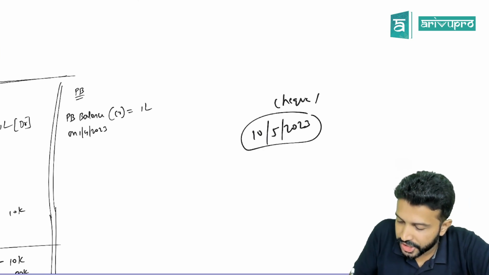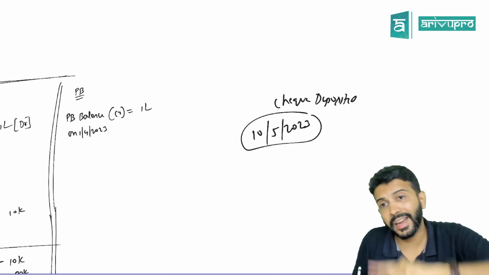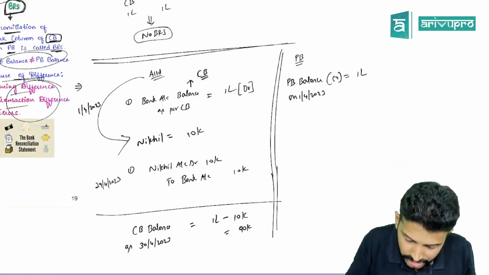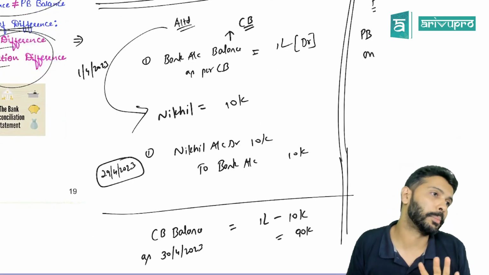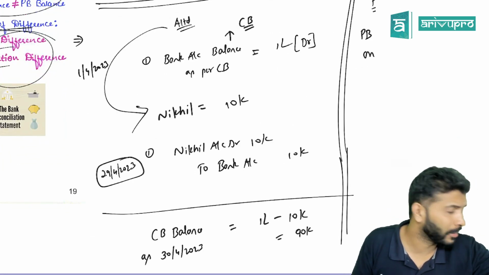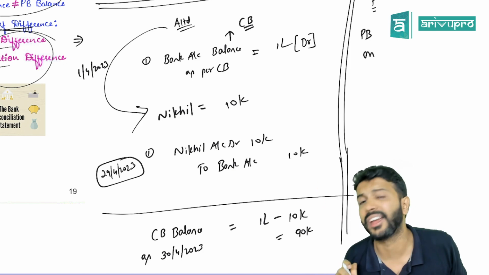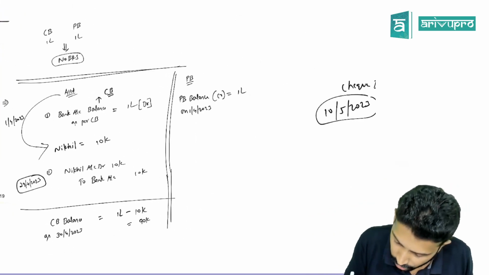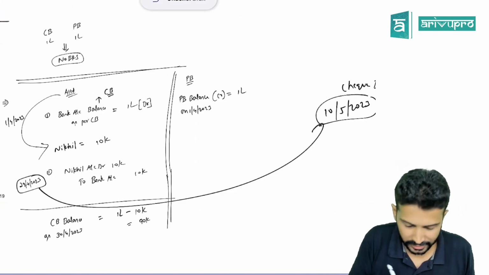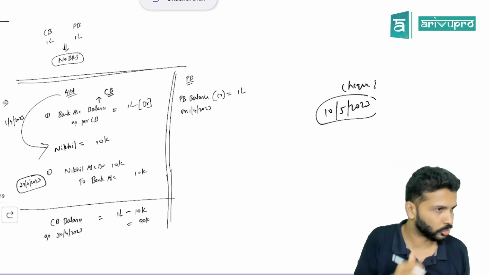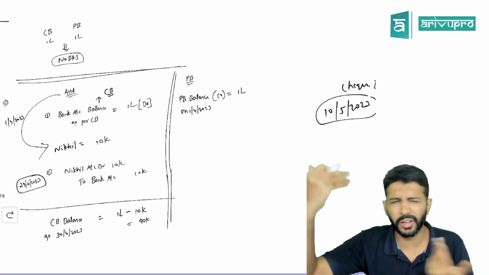He deposited that check when? 10th May 2023. Sir, when did I give him the check? 29th April. Did he deposit it on the same day, or is there any delay? There's a delay. He deposited only on which day? 10th May. That means there is a delay of about 11 days. You could roughly keep it. Is that okay? Whatever is the reason.